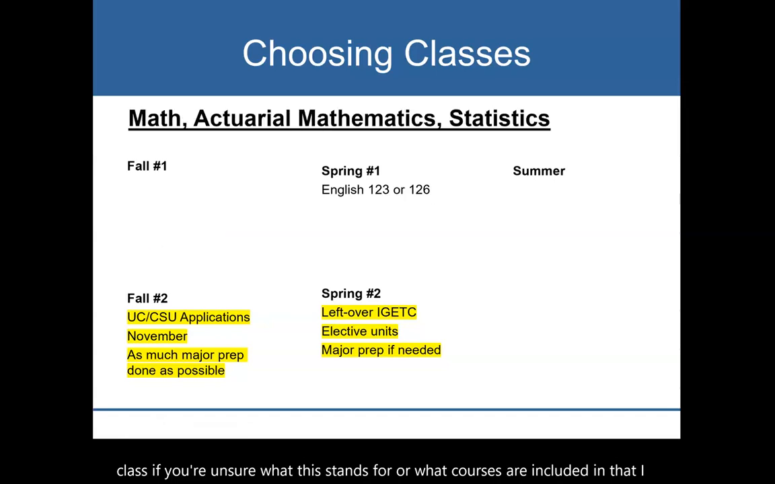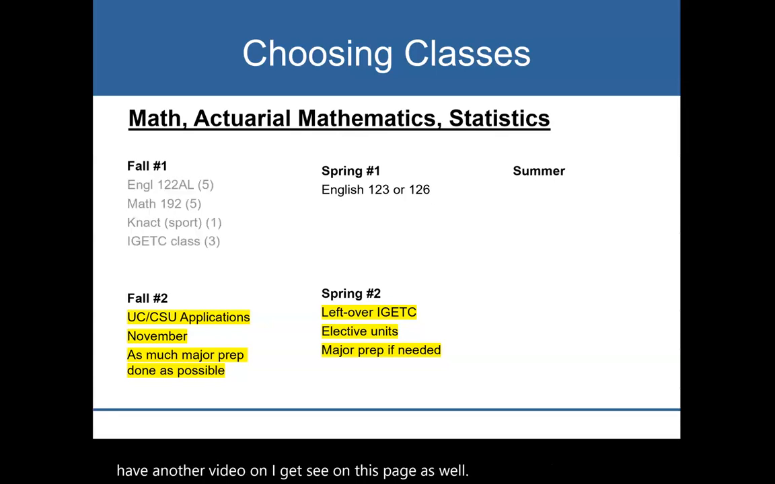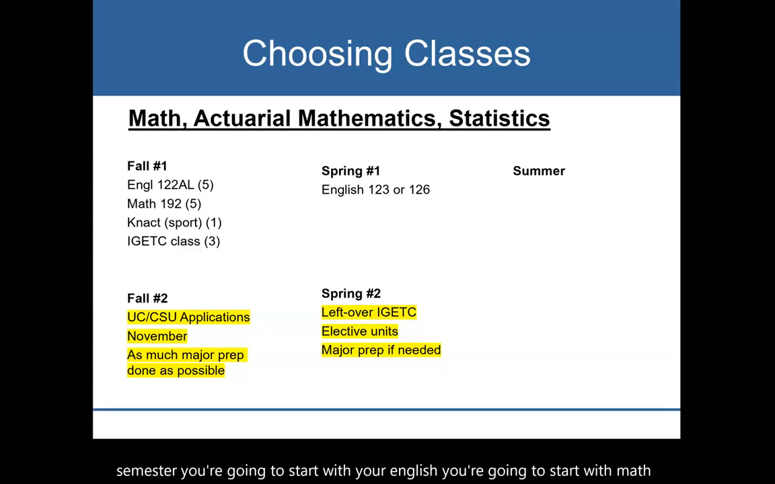Moving on to math, actuarial mathematics, statistics majors. Very similar first semester. You're going to start with your English, you're going to start with math, maybe some general education, maybe a sports class, something like that. You really can't go wrong, but as long as you're starting off with your math and English, you're going to be going in the right direction.